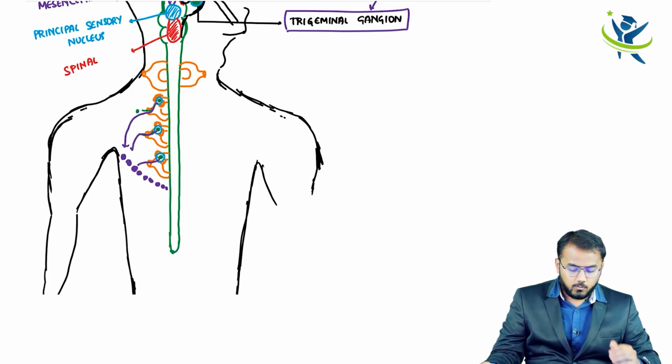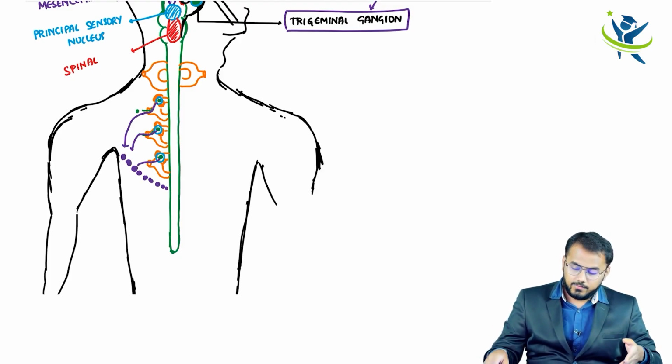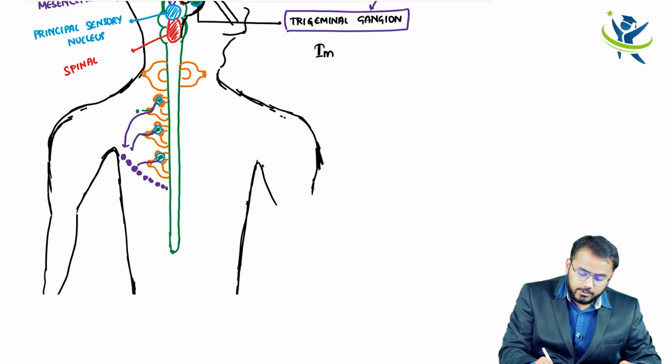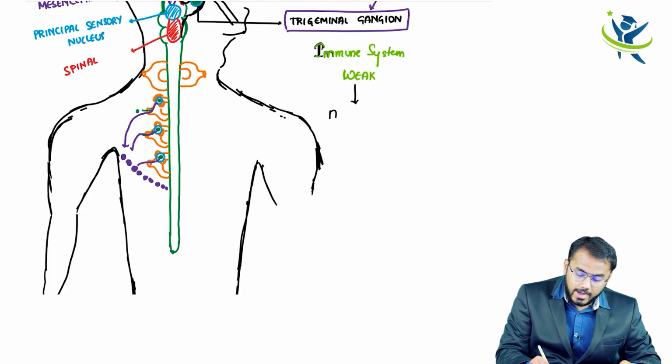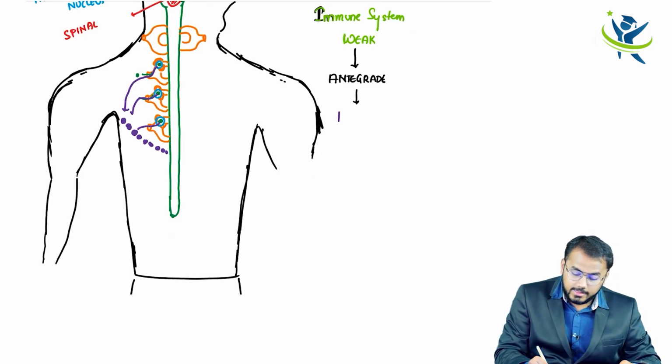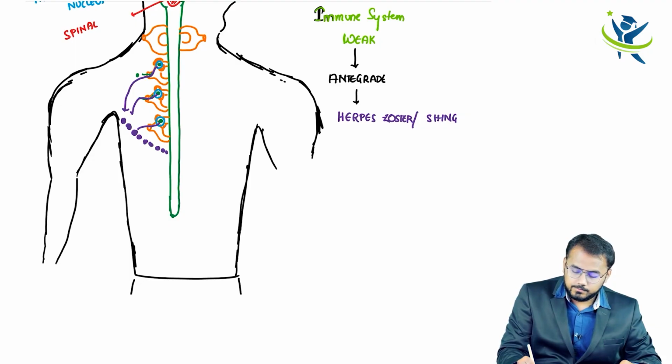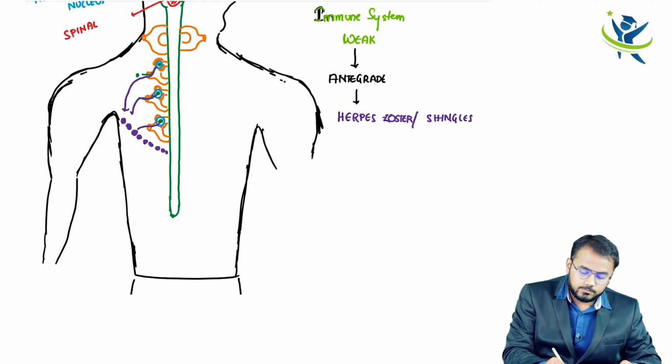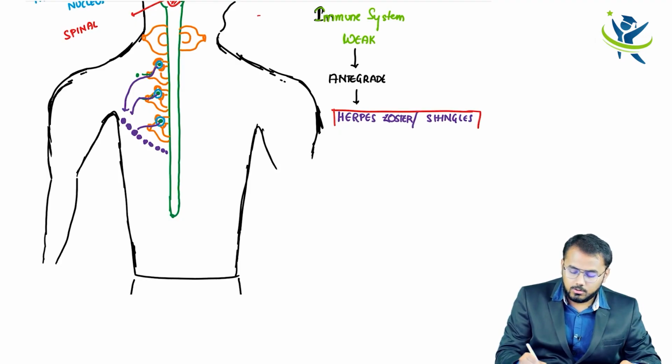If someone asks you, what is this condition basically? When your immune system becomes weak, the virus follows the antegrade path and settles on the skin and causes a specific infection that is called herpes zoster, or shingles.